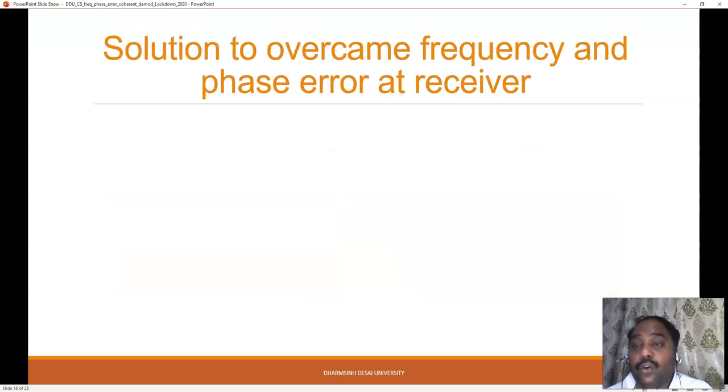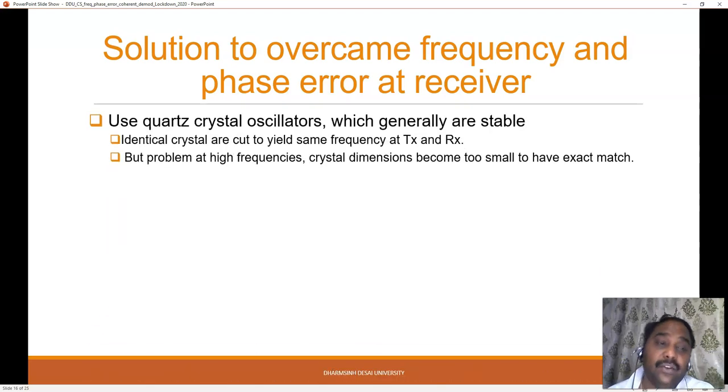So what is the solution to overcome the frequency error at the receiver side? Two solutions can be applied for all the cases, whether SSB-SC or not. In SSB-SC in general it is not required, but if you want, you can. The first is that you use quartz crystals, which are very stable, so there will be no frequency error. Two identical crystals can be cut to have the same frequency at the transmitter and receiver.